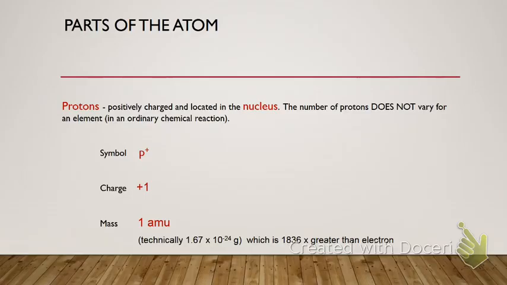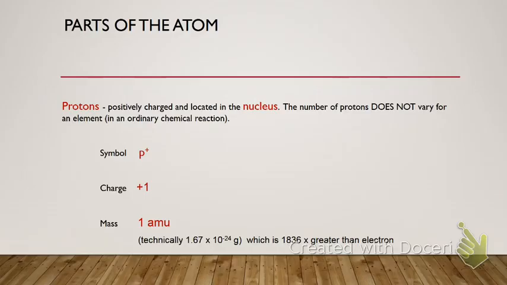The basic thing you're going to need to know is that protons and neutrons weigh essentially the same, and an electron is much, much lighter. Okay. Because we give it a mass of 1 AMU, which is an atomic mass unit, because that's easier to work with than 1.67 times 10 to the negative 24 grams.